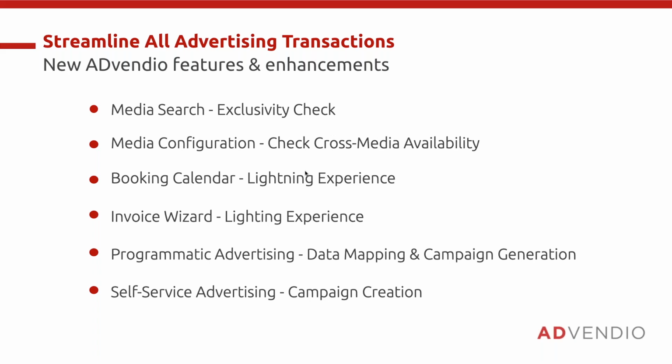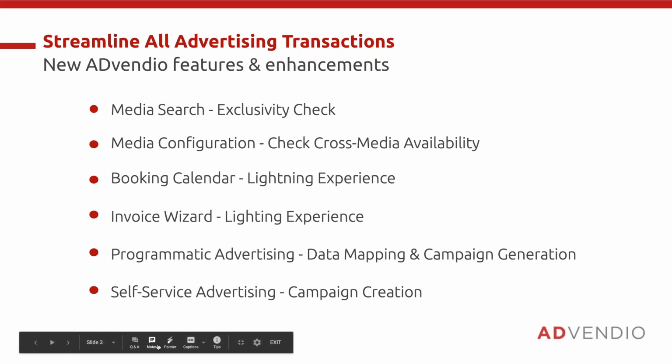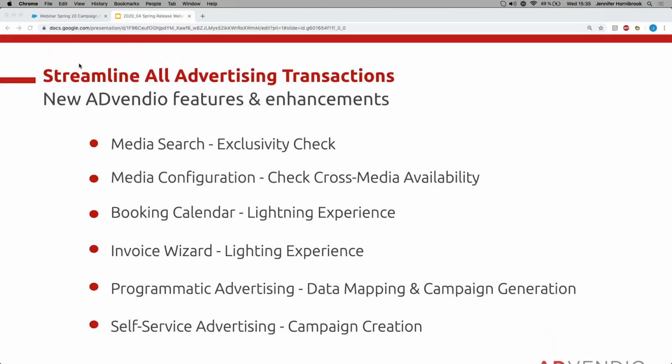We're then going to move on and show the check cross-media availability in the media configuration. I'm going to show you our new Lightning experience in both the booking calendar and the Invoice Wizard. And then very briefly, we're going to mention our programmatic advertising and self-advertising, because we currently have a series of webinars going on about those topics, just to give you a little insight as to what will be in those webinars, in case anyone here is interested, just to give them a little taster. So maybe we can start straight away with our media search exclusivity check.